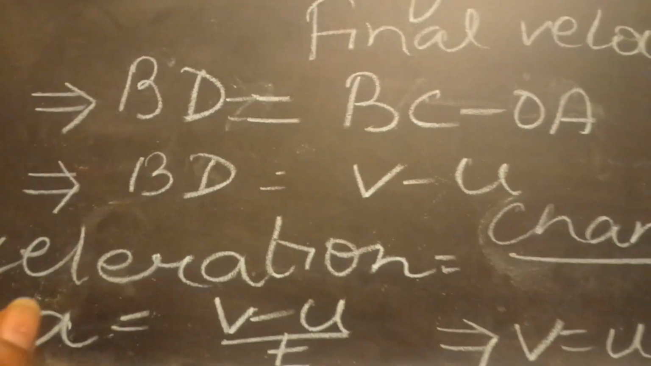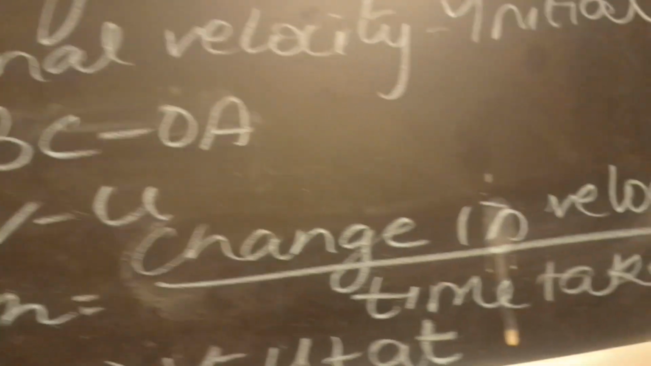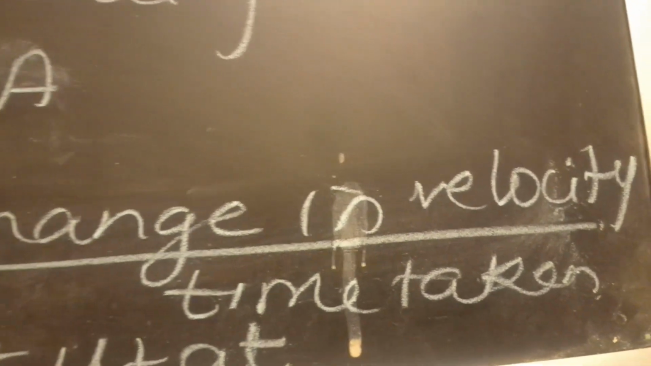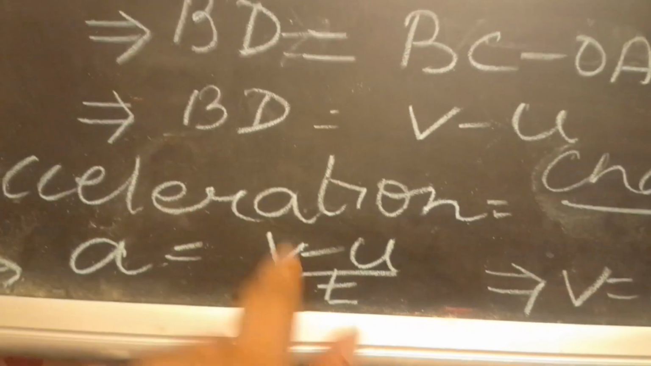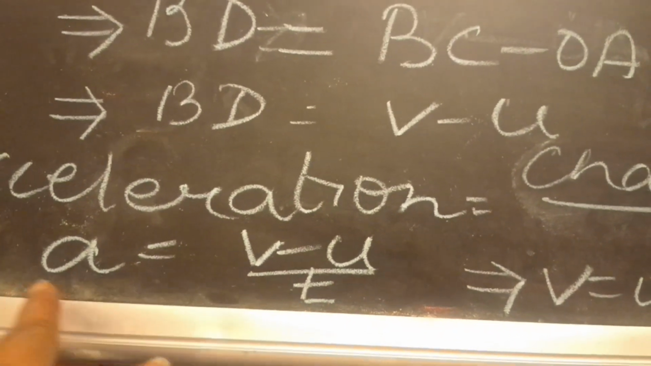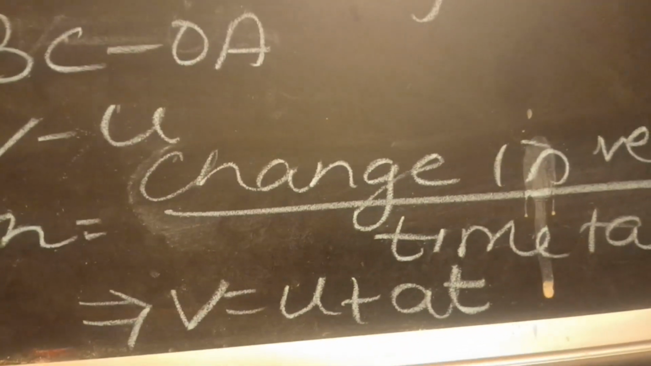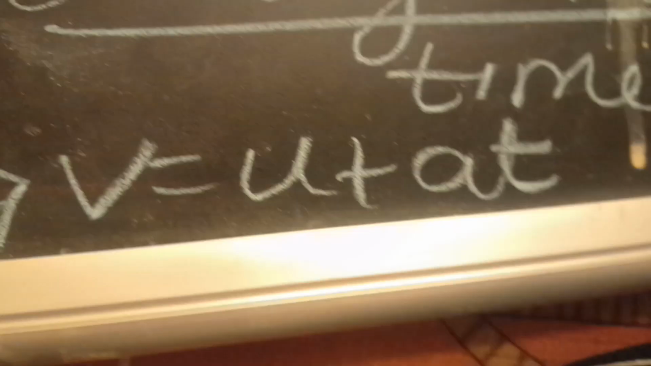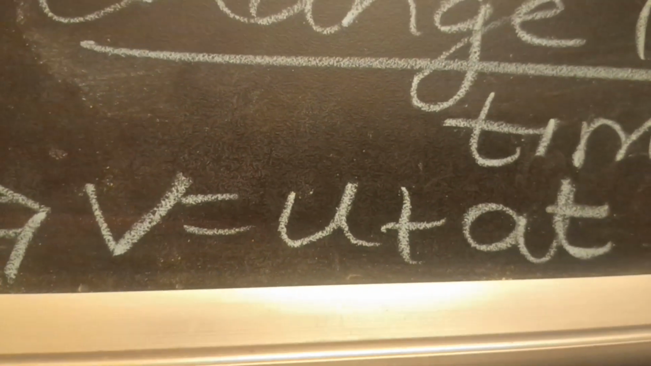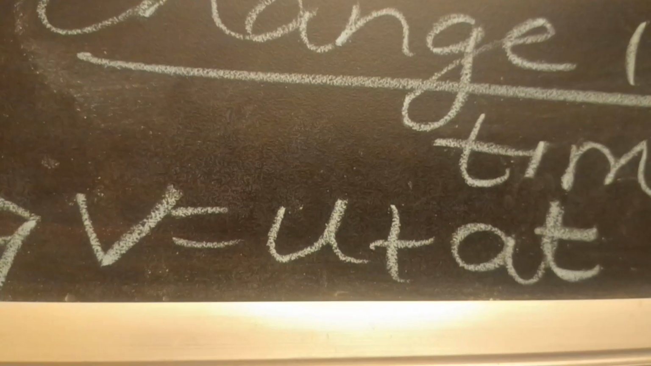Now we come to acceleration. Acceleration, as we know, is the change in velocity divided by the time taken. When this time is taken, we add t also. So a is equal to (V minus U) upon t, and that gives us the first equation of motion, that is V = U + at.